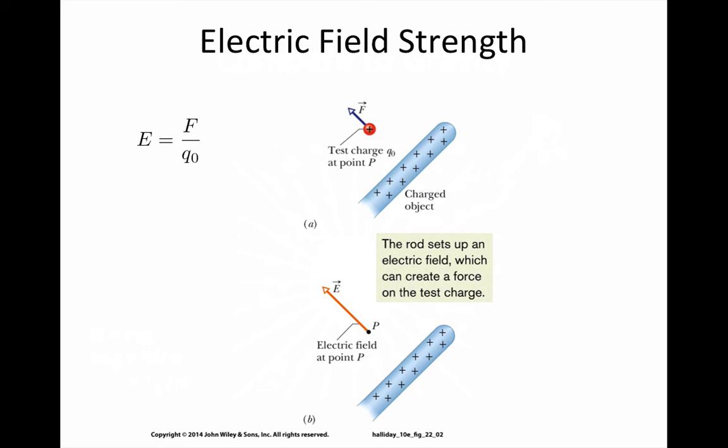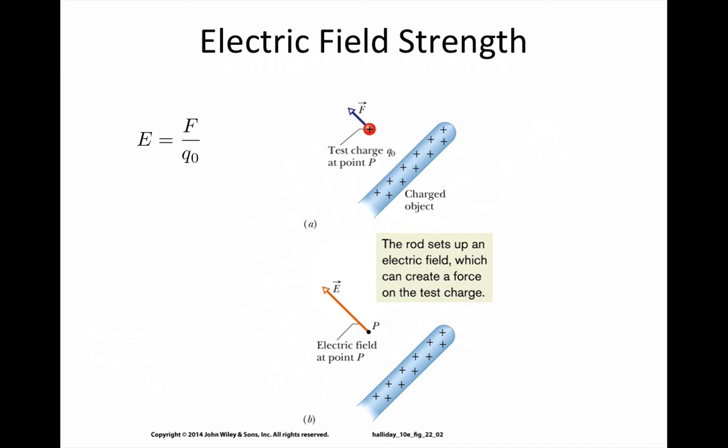The electric field strength, we give the letter capital E, and it is the force per unit of charge in an area surrounding a charge. So we have here the equation E is F over Q0. That means it is the number of newtons of force a 1 coulomb charge would feel, and so it is measured in newtons per coulomb.